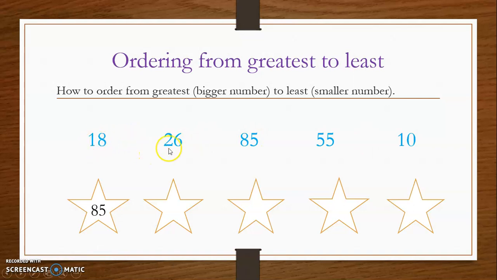Then I have 1, 2, 5, and 1. Which one is the biggest? The 5. Then the number is 55. 1, 2, and 1. Which one is the biggest? The biggest is 2. Then 26. Here I have 1 and here I have 1. I can't know. That's why I move to the ones digit. Here I have 8 and here I have 0. Which one is bigger? The 8 is bigger. Then I write 18. And the least number is 10.